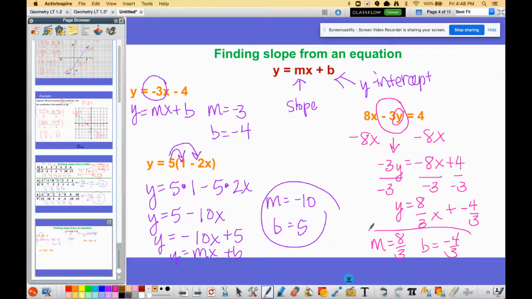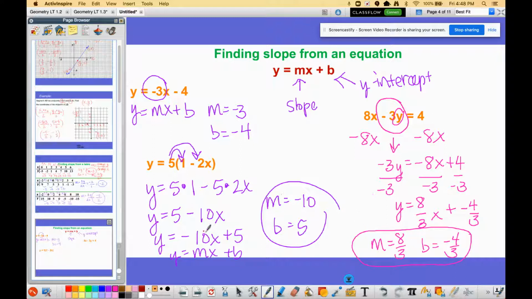Now, let me caution you here. Your slope is 8/3. There's no x with slope. x is a variable that we don't know its value. The slope is rise over run. So your slope is only 8/3. If you put x on your slope, it will be wrong. Okay, so your slope is 8/3.